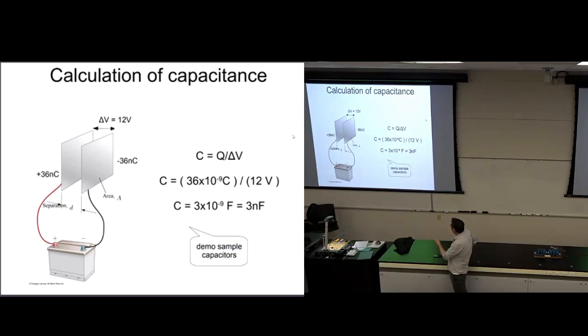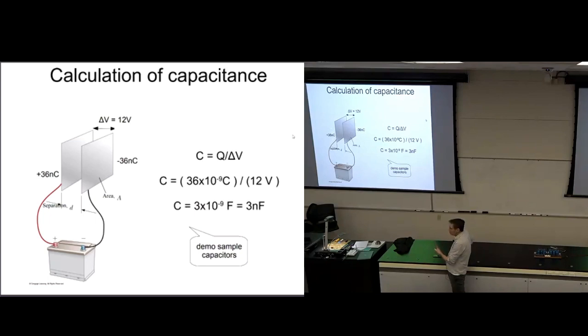In this little example, I've got a car battery here, and I put 12 volts across the plates of the capacitor. I figured out, somehow, I don't know how, that there were 36 nanocoulombs of charge on the two plates, positive on one, negative on the other. All I've got to do is divide that 36 nanocoulombs of charge that's appeared on the plates by the voltage that I applied across the plates, and that's going to give me the capacitance of this capacitor. And you see that we've got 36 times 10 to the minus 9 coulombs.